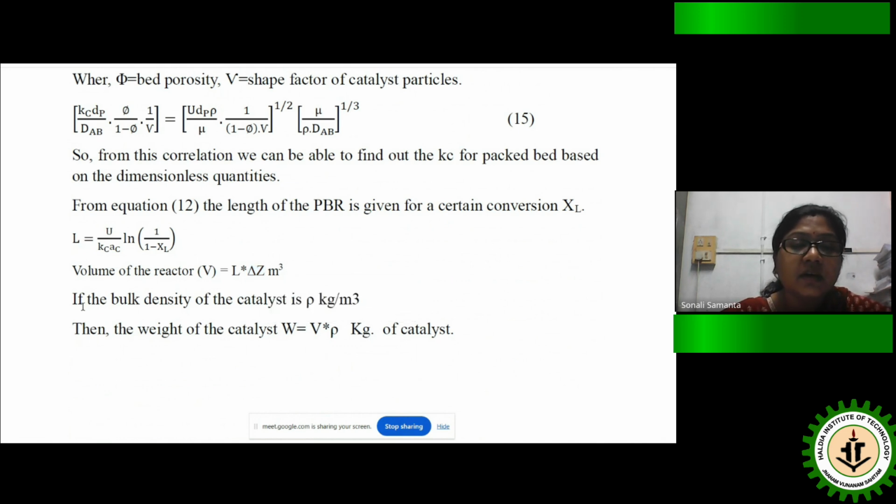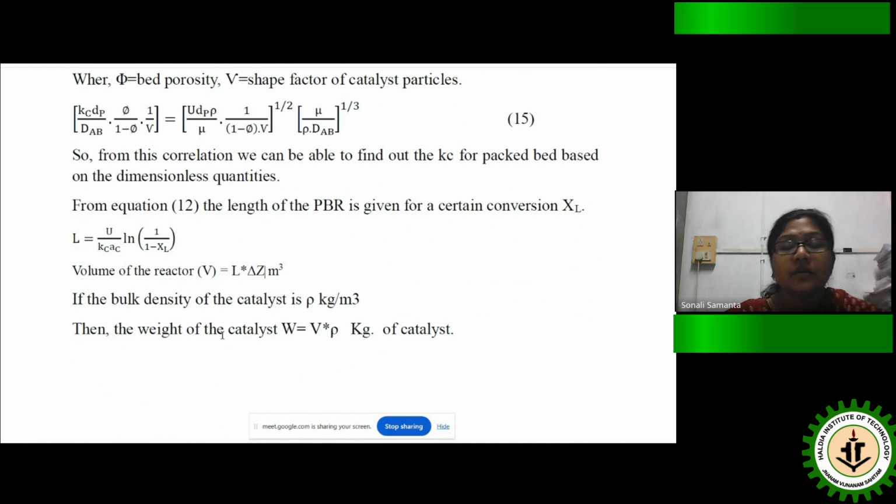Now, if the bulk density of the catalyst is known to you, that is, the density is given, the bulk density can be found out from the characterization part, known to you. So that is kg per meter cube. So you can easily find out how much weight is required in the packed bed for achieving this much conversion. So this is all about the packed bed reactor design part.